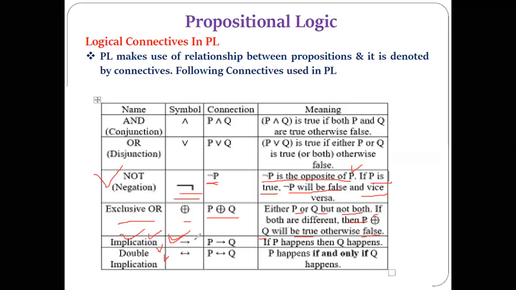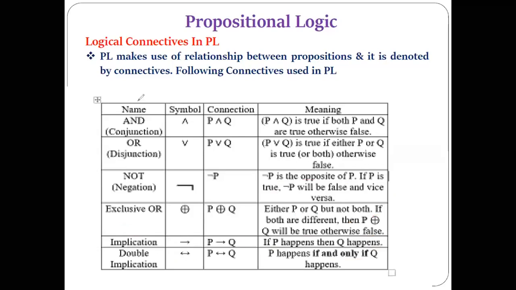Here you can see the symbol for the implication or the conditional is like this, a single-sided arrow. The relationship can be shown like this: P implies Q, and the meaning of that is, if P happens, then Q happens. Then we have the biconditional or the double implication. We can see the two-sided arrow: P biconditional Q. That means P happens if and only if Q happens. That is nothing but the double implication or the biconditional.